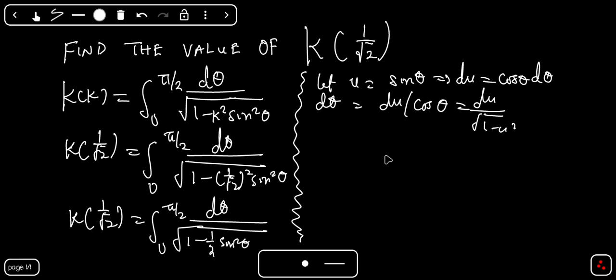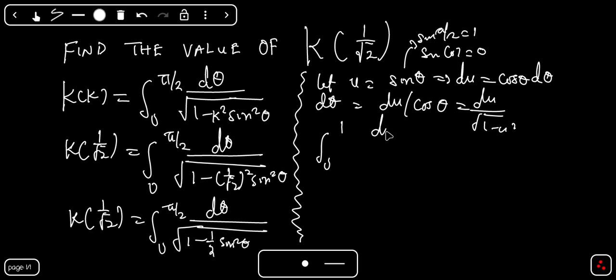So let's move on, and then you check the limit is going to change. When theta is pi over 2, you're going to have u equal to sine pi over 2, and sine pi over 2 is 1. Then when theta is 0, you have sine 0, and sine 0 is 0. So when theta is pi over 2, u will be 1. When theta is 0, u will be 0. Then we're going to have integral from 0 to 1.